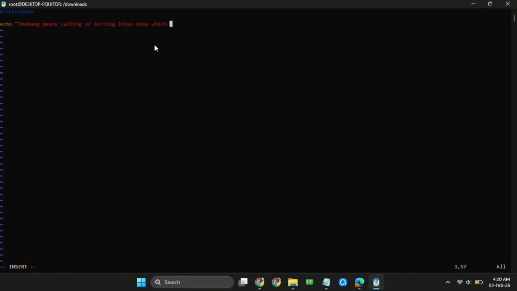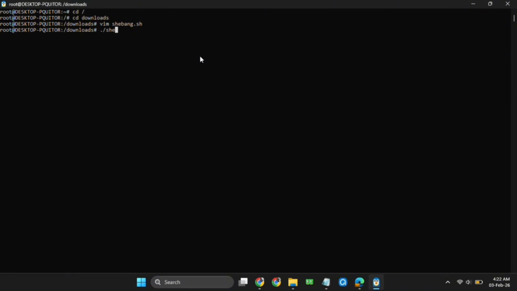I'll do echo space. Shebang means calling or letting the system know which language to interpret your command or script in. Escape, :wq exclamation to exit the vim mode. Now that we have created the file or the script, let's run it.